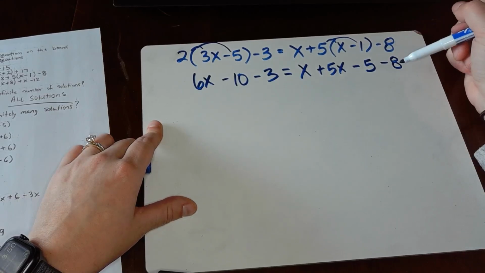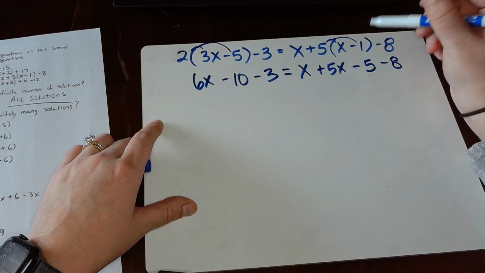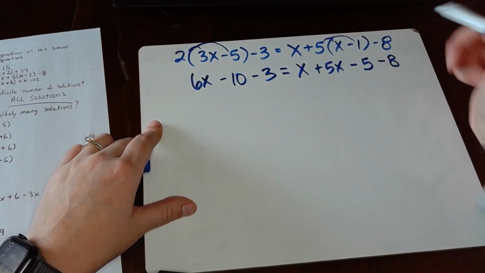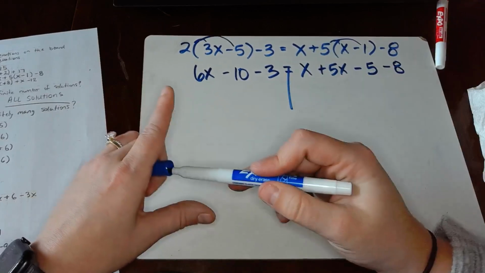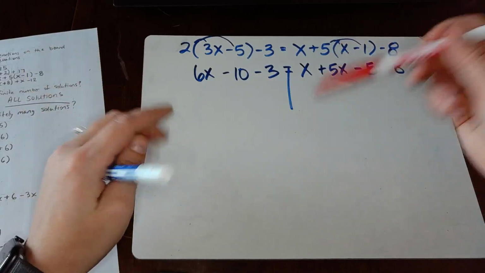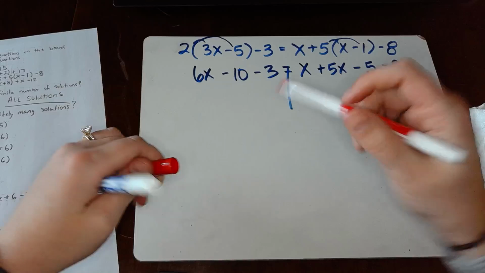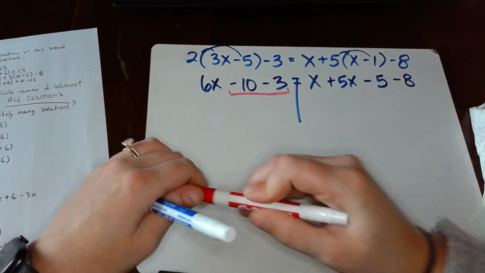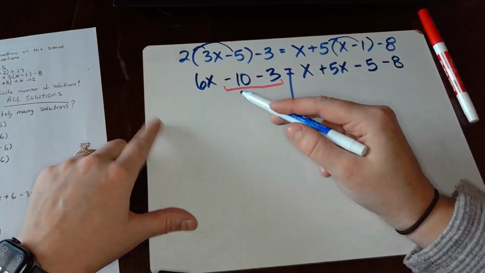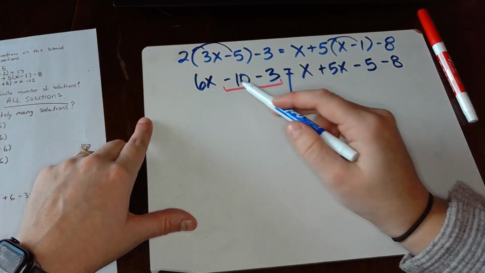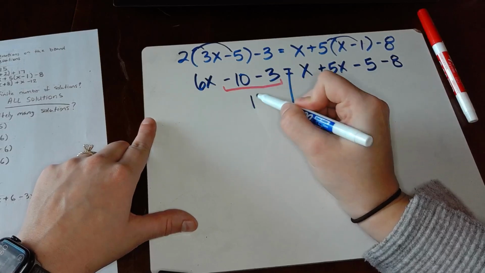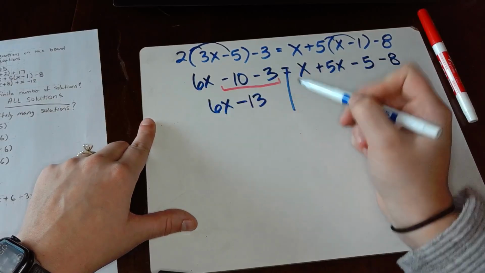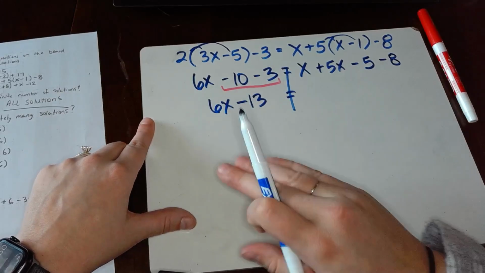You're bringing down the negative 8. If it is not inside parentheses, you are not multiplying it by 5. It has to be inside the parentheses to be multiplied. It's not, so you just bring it down. Let's see if we can combine anything on the left side or the right side. Looking at the left side, you can combine constants with constants. You have a negative 10 and a negative 3. They are the same sign, so you add those and you keep the sign that they have, which is a negative. Bring down this 6x. This side, nothing can be combined anymore.